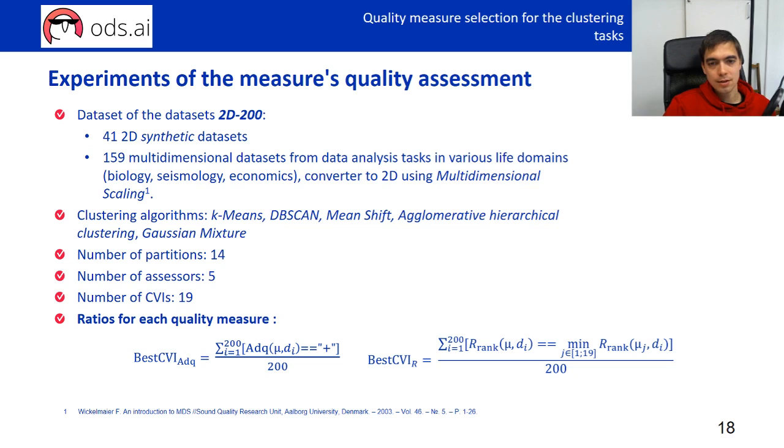To assess the quality of a measure, we present 2 relations. The first one is the ratio of the number of times when the measure met the adequacy criterion to the total number of experiments. And the second one is the ratio of the number of times a measure was the best in terms of the ranking criterion to the total number of experiments.